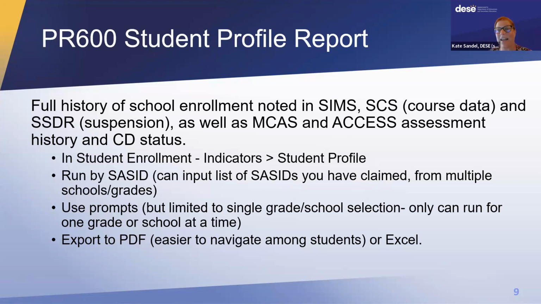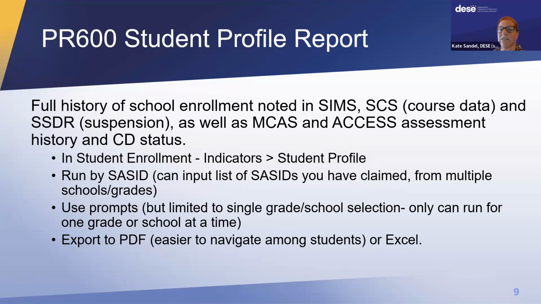And this is one where you can run by SASID. A great thing about running by a group of SASIDs is that you can just copy and paste a list of SASIDs, the kids can be from different schools, the kids can be from different grades. That can be really helpful. Or you can change it to say SASID search no, and you use your prompts, and then you're limited to a single school, a single grade.